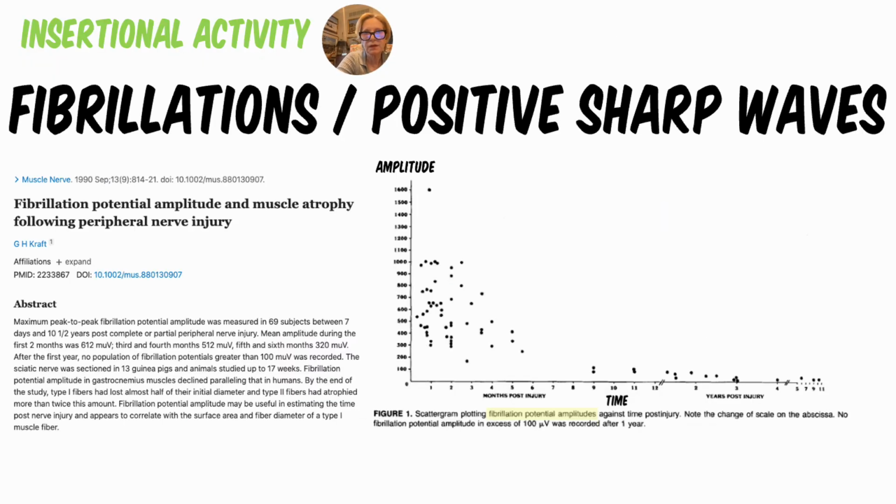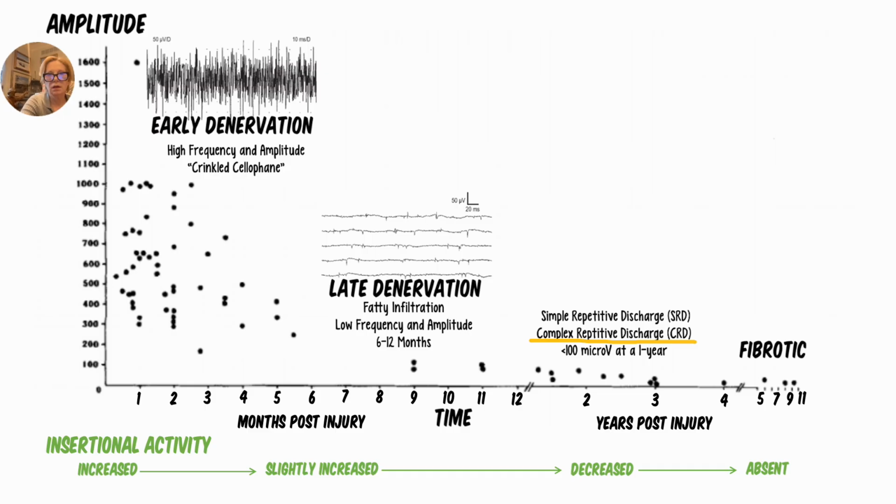This is an interesting article. It's the amplitude of the fibrillations over time. Let me blow that up. So you can see that between 1 and 6 months, there's these little dots. So there's good amplitude on the fibrillations and a sweet spot between the 3 and 6 months.